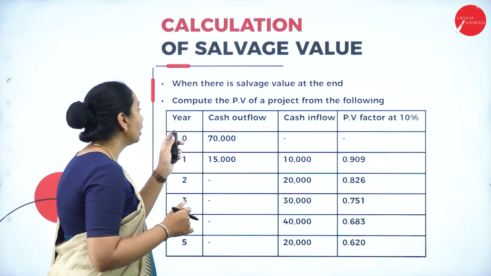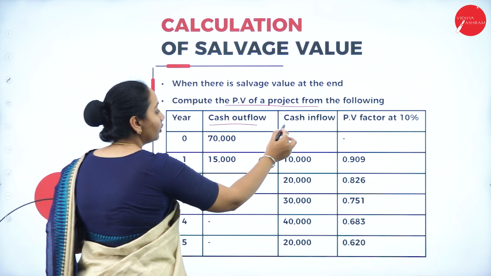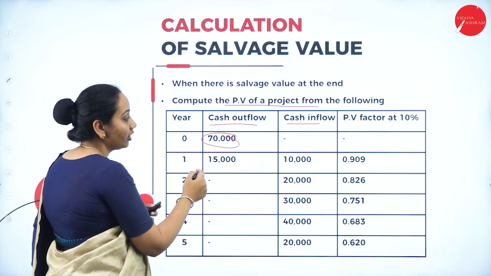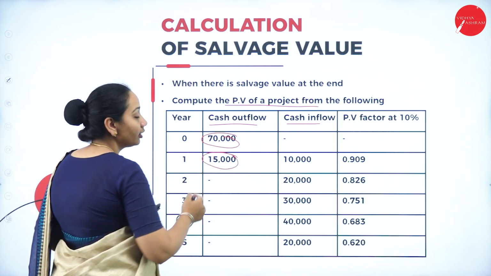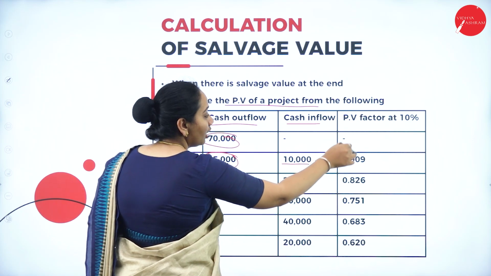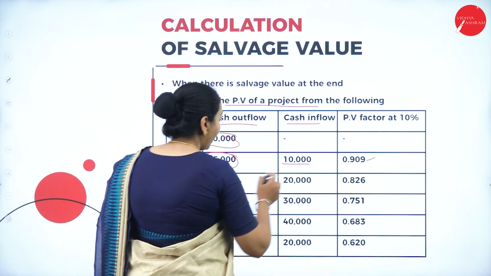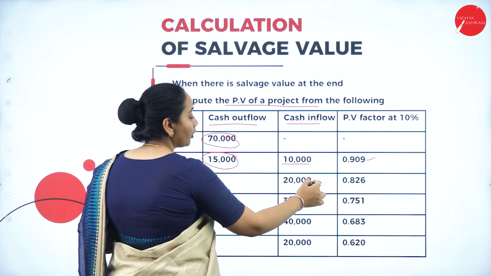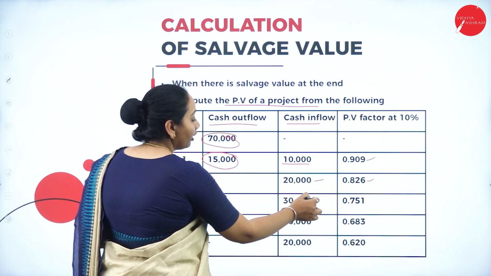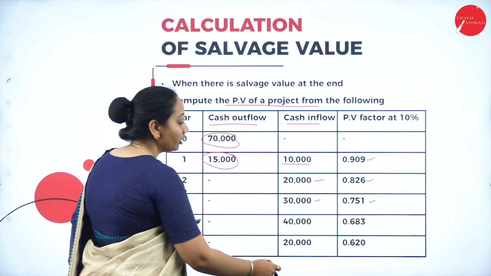The question: compute the present value of a project from the following. We have got cash outflow and cash inflow. For the first year, some person has deposited 70,000, and for the second year, the person has deposited 15,000, and the cash inflow is 10,000. The PV factor at 10% is 0.909. At second year, the cash inflow is 20,000. The PV factor is 0.826. At third year, the cash inflow is 30,000 and the PV factor is 0.751.